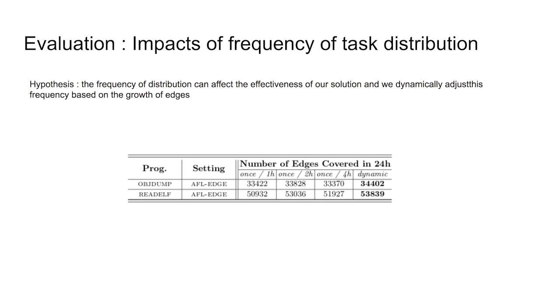To validate our hypothesis that the frequency of the distribution can affect the effectiveness of our solution, and to demonstrate our dynamic approach, we perform another experiment where we run 1 round of the distribution per 1 hour, per 2 hours, and per 4 hours. This table shows that the frequency of the distribution truly makes a difference, and our dynamic adjustment indeed outperforms the solution with a fixed frequency.